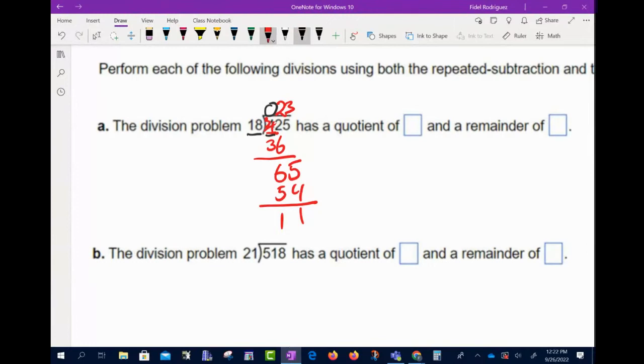Okay, so how many times did it actually go in? It went in what? 23 times? And what did we call this guy down here? That was our remainder, right? That was our remainder of 11. Okay. But again, this was the process.